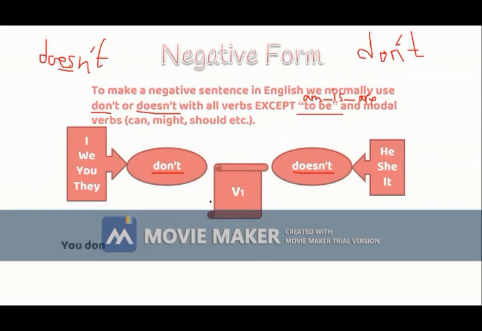Okay? For example, you don't speak Arabic. John doesn't speak Italian. You is plural, so it takes don't, and I do not add anything to the verb. John is singular. We mean one boy. So John doesn't speak. I didn't add anything to the verb. Doesn't speak, because does takes the S from the verb.